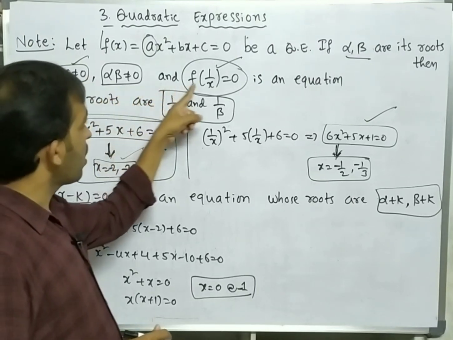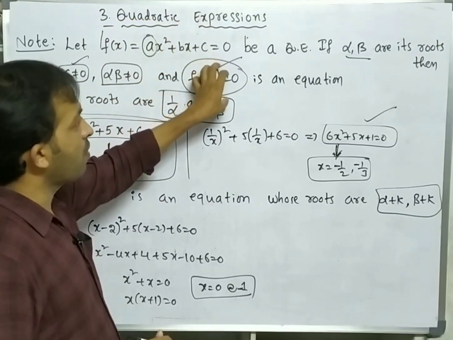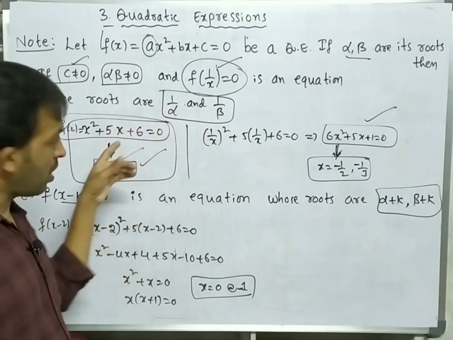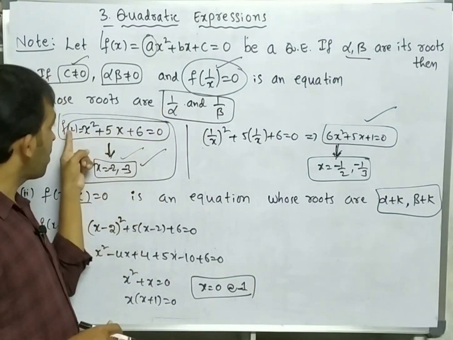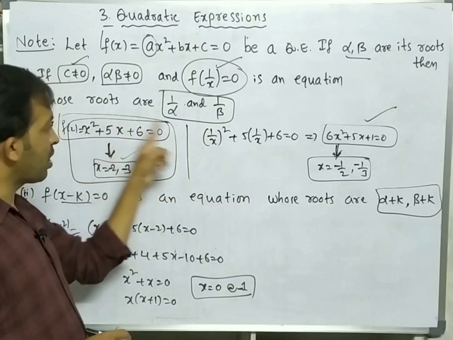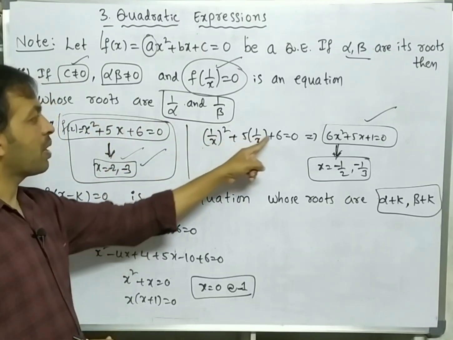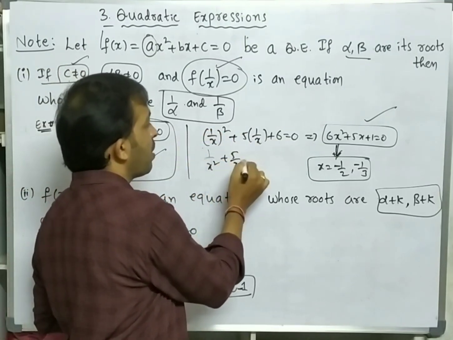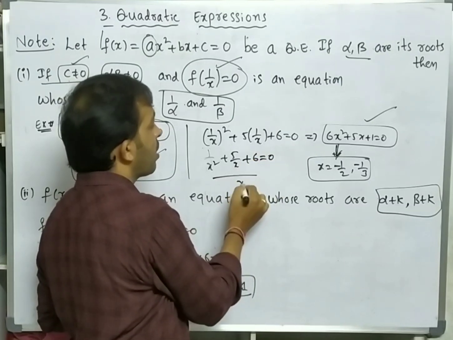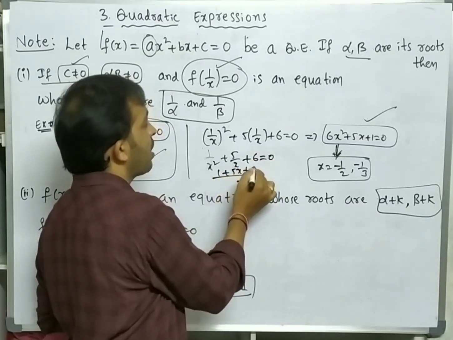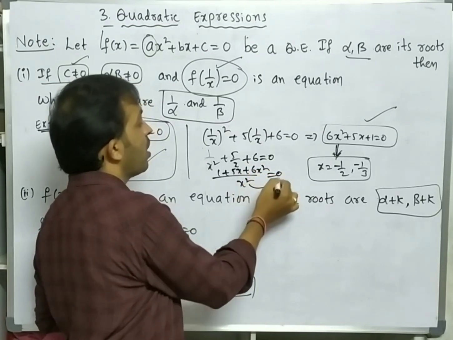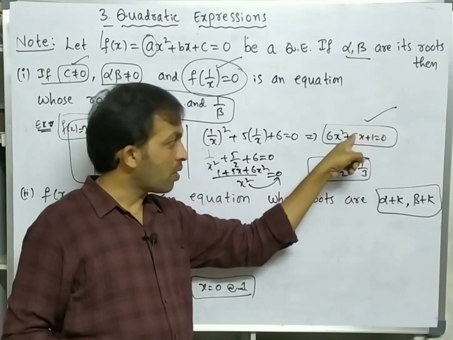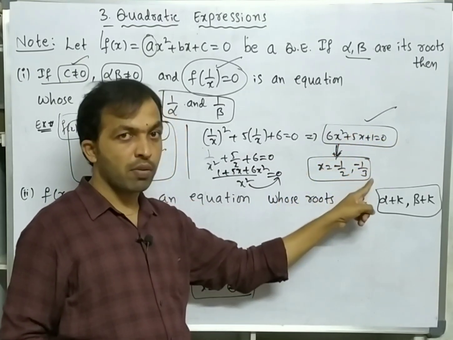Now by substituting here, this is f of x equal to 0 and this is f of 1 by x equal to 0. Here the roots are alpha, beta and here the roots are 1 by alpha and 1 by beta. By replacing x with 1 by x, we get (1 by x) whole square plus 5 into 1 by x plus 6 equal to 0. That is 1 by x square plus 5 by x plus 6 equal to 0. Here x square is the LCM: 1 plus 5x plus 6x square equal to 0. Finally we get 6x square plus 5x plus 1 equal to 0. After factorization you get minus 1 by 2, minus 1 by 3 as the roots.